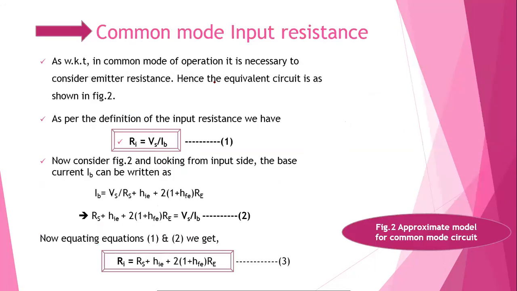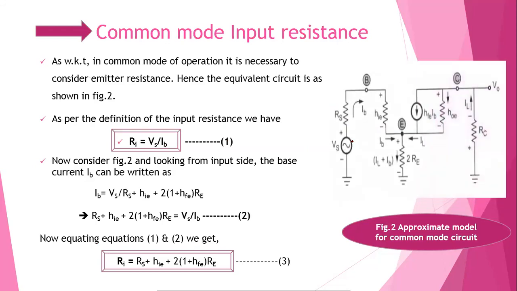So next one is common mode input resistance. To determine this common mode input resistance, we have to consider the differential amplifier to be operated in common mode operation. So here we are defining the same, the input resistance. As we know, in common mode the signal source can be considered as a Vs. In differential mode, this is written as Vs by 2, but in common mode, we are considering this to be a Vs. So here the definition of input resistance can be written as Ri is equal to Vs by Ib.